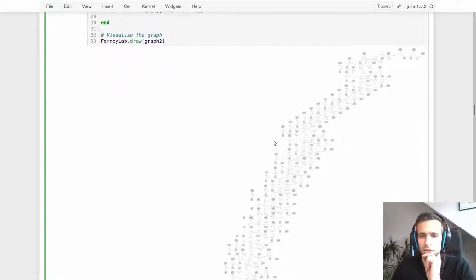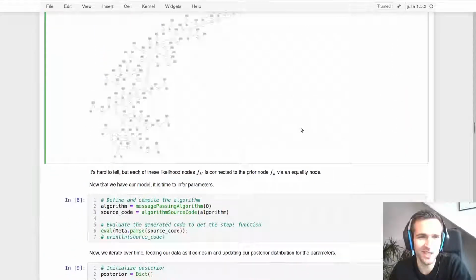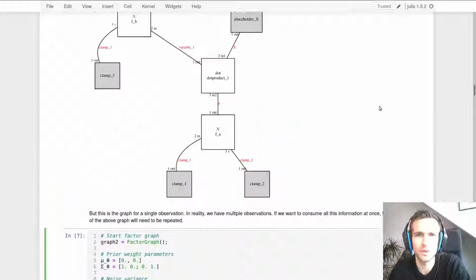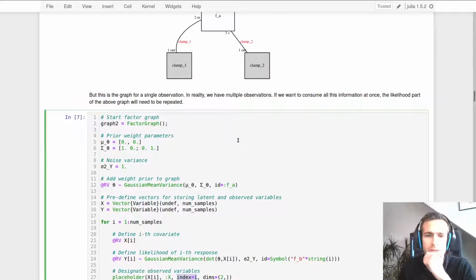If you draw this graph, you get quite a large snake-like object, which is very hard to parse. It's so small you can't see what's happening. But essentially what we're doing is taking this graph and repeating this likelihood subgraph structure 100 times, and all of those connect to the equality node.